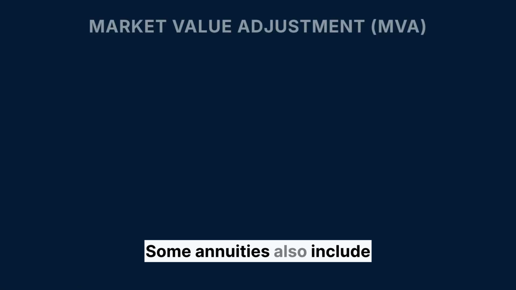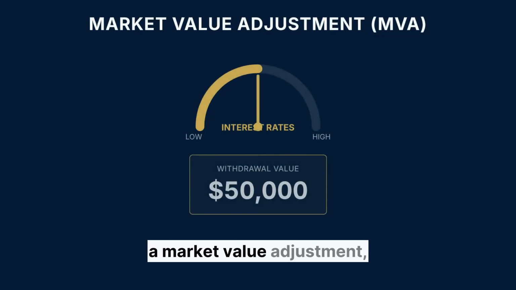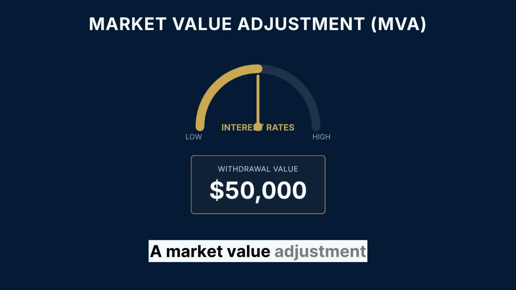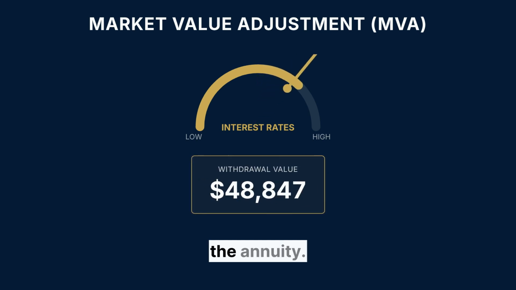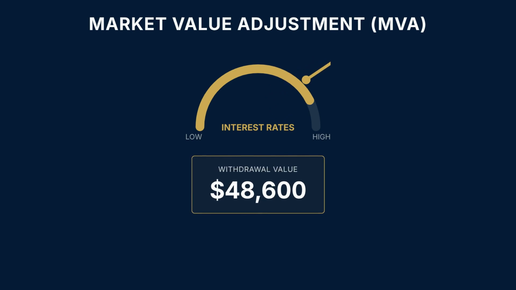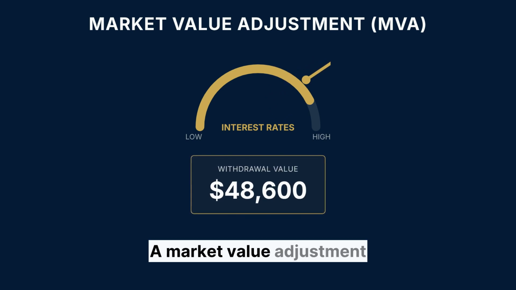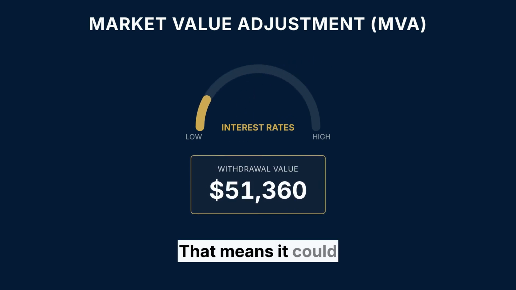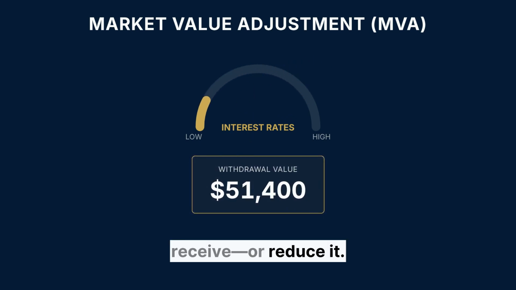Some annuities also include a market value adjustment, often shortened to MVA. A market value adjustment may apply when you withdraw money during the surrender period. It is usually connected to changes in interest rates since you purchased the annuity. The exact formula will be written in the contract. A market value adjustment can be positive or negative. That means it could increase the amount you receive or reduce it.